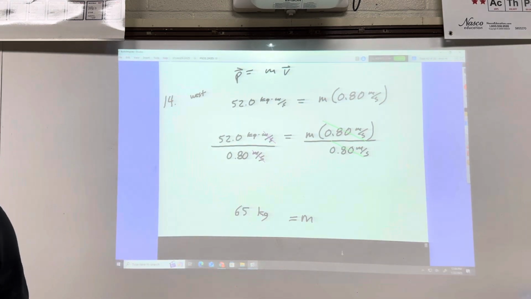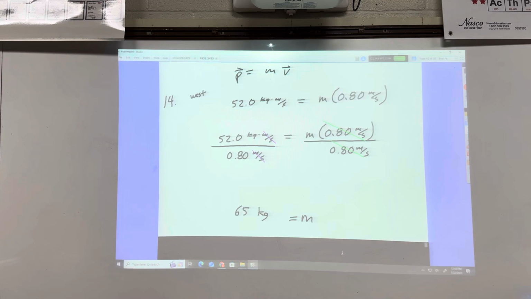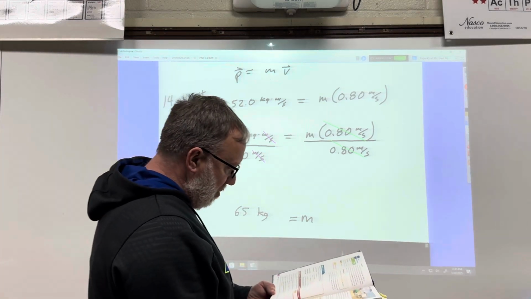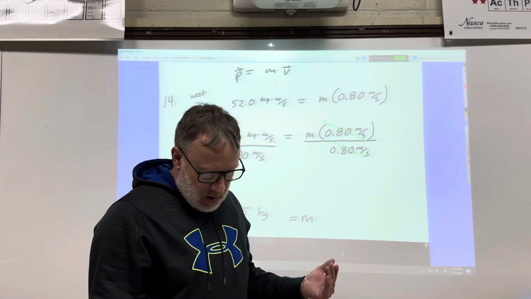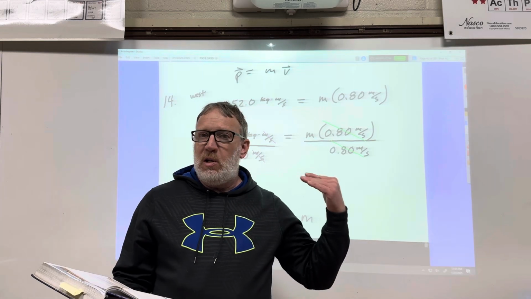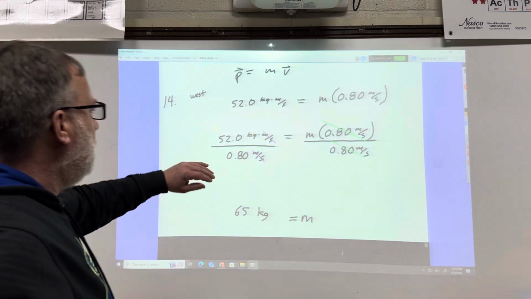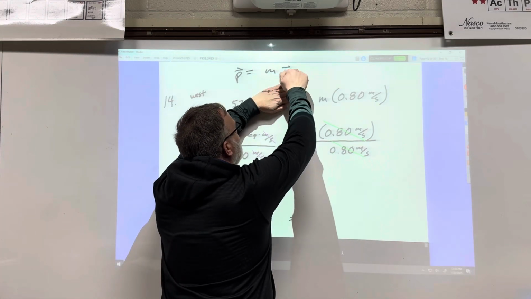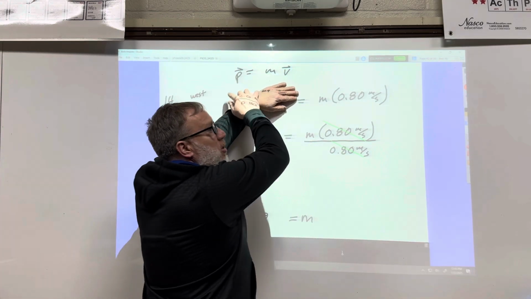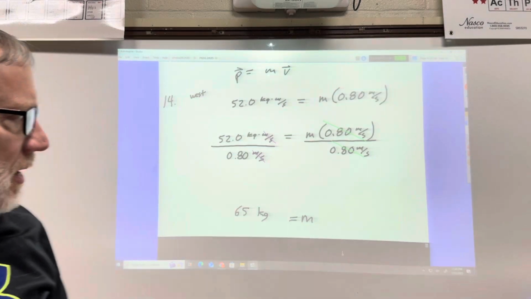Number 15. A basketball is 3 times greater in mass than a softball. So if they're both moving the same velocity, if this is 3 times that, momentum should be 3 times that.